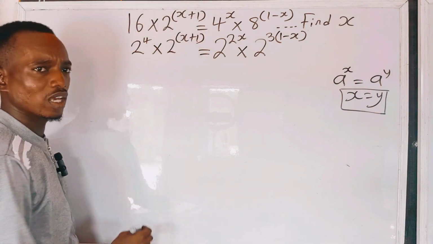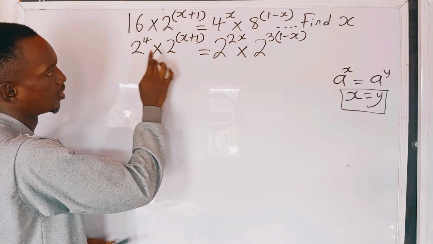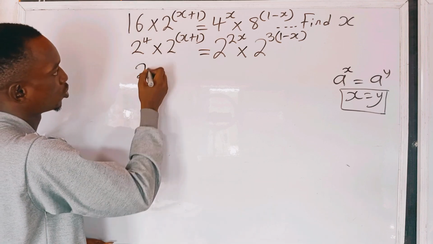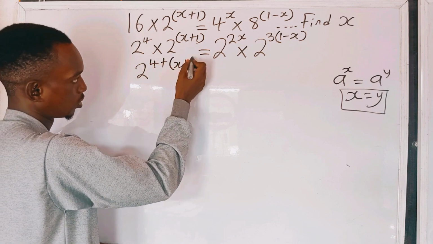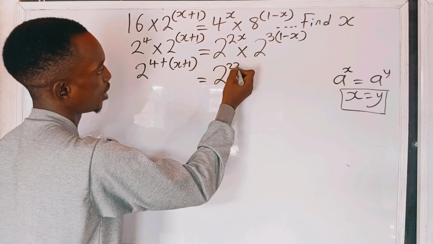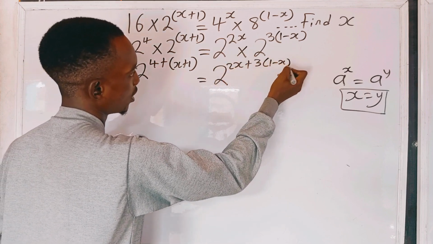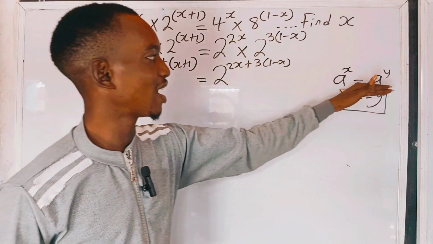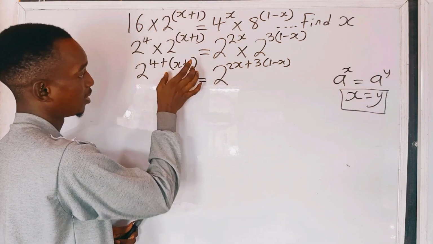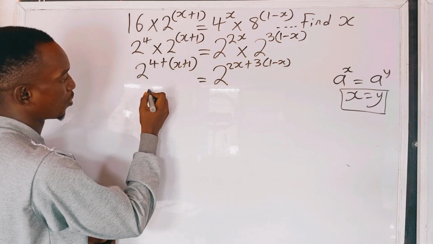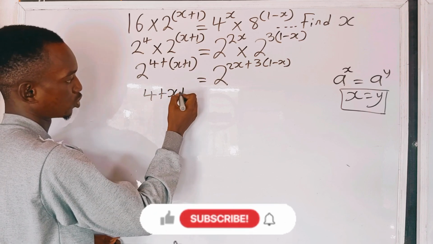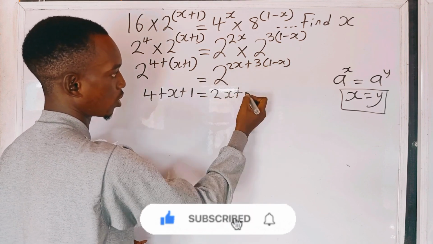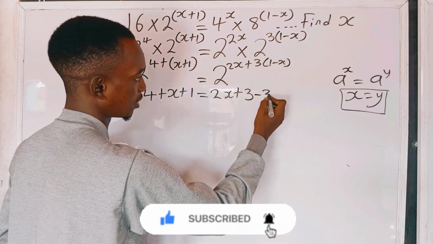Now, don't forget the law of indices: when you are multiplying like this, we add their powers since their bases are the same. So here we have 2 to the power of 4 plus x plus 1 equals 2 to the power of 2x plus 3 times 1 minus x. Yes, that's very smart. We can now have this. So from this idea, since they have the same base, that means their power must be the same. So therefore, 4 plus x plus 1, there's nothing to multiply it, equals 2x plus 3 times 1 minus x, 3 times negative x, that's negative 3x.